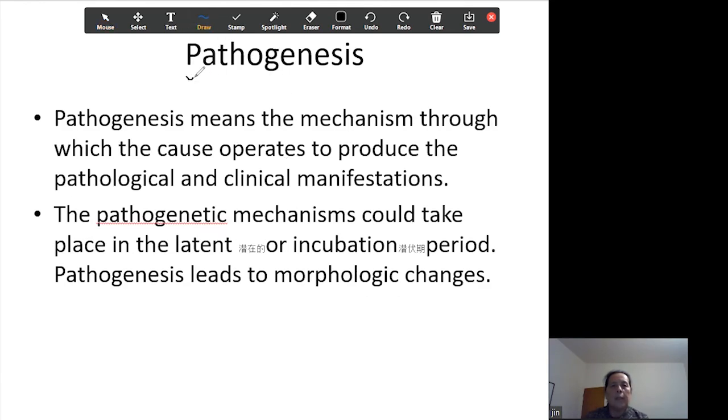Then generally speaking, when we discuss pathogenesis, that means how the illness develops, with the cause first, and later how it develops clinically. So we say we have some cause of the illness, but clinically people may not get sick immediately. For example, we're talking about cancer.